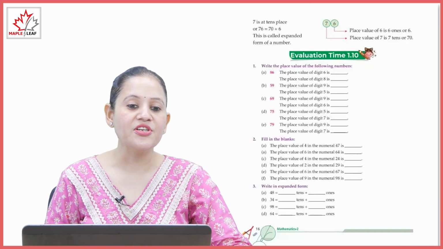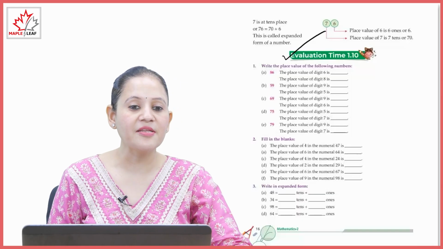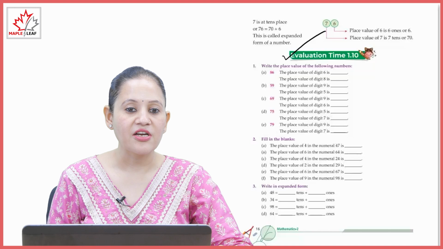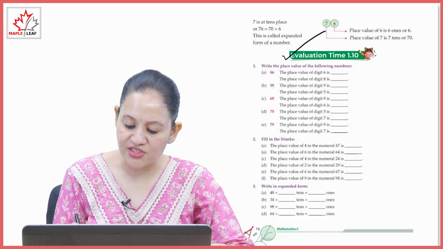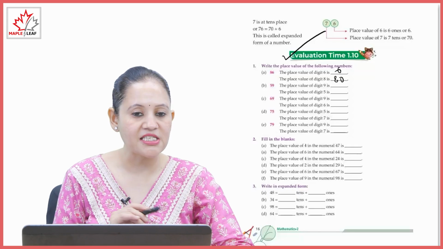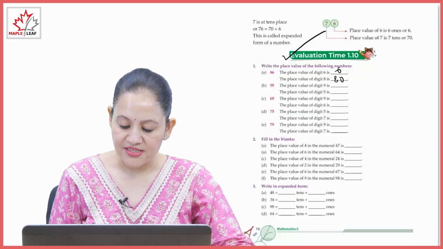Next is evaluation time 1.10. Next, write the place value of the following number 86. The place value of the digit 6, which is at ones place, will be 6, and the place value of the digit at the 8 place is 80, because 8 is at tens place. Clear?